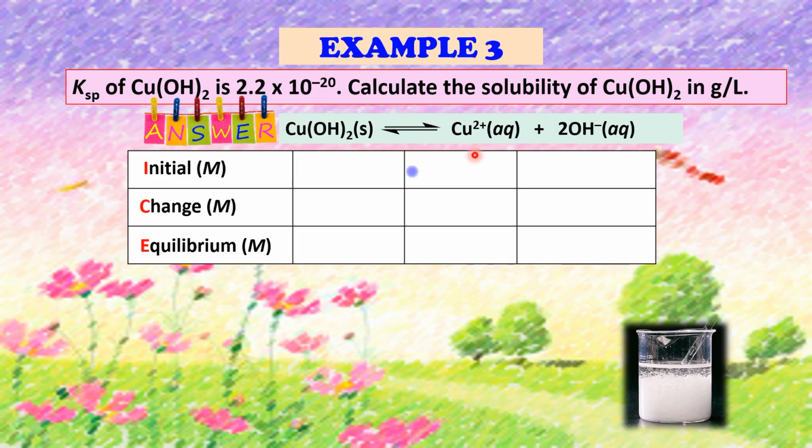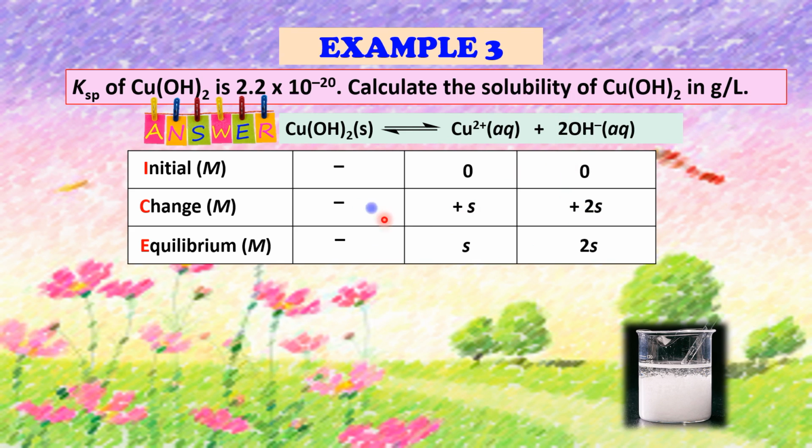Alright, next, draw the ICE table. Okay, as for the solid here, it is not included in the ICE table. So, because of that, just write dash. For the ions here, initially they are not formed. So, the initial concentration is 0. Change, dash. Okay, and then look at the coefficient for copper 2 plus, it is 1. So, it will increase by positive S. Okay, hydroxide ion, the coefficient here is 2. So, increase by plus 2S. Okay.